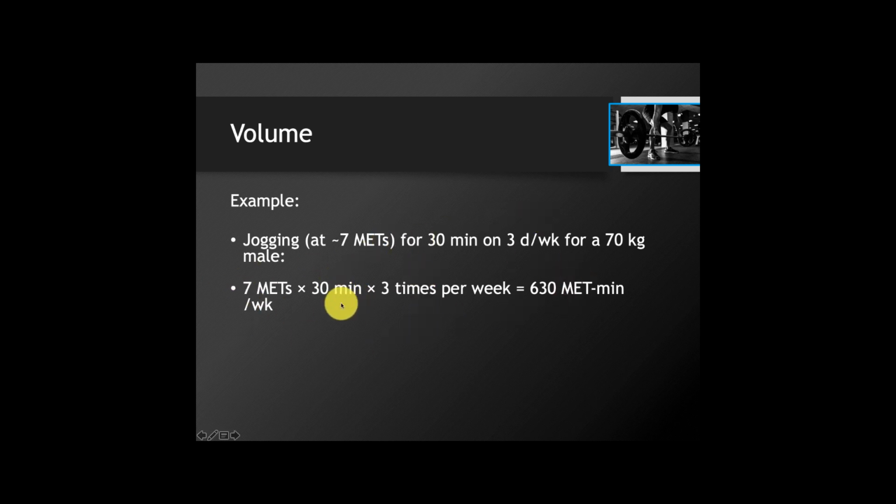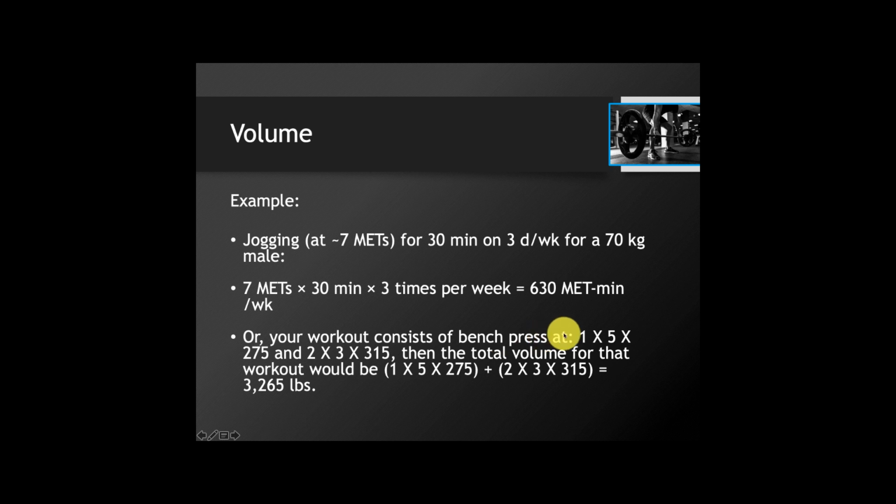We got there. Now, what does it look like if we're weightlifting and we want to do anaerobic work and we want to try to calculate a volume? Well, very similar. If we're doing bench press and we look at the reps, the sets, and the weight, we can calculate volume. So let's say we did 1 rep, 5 sets of 275 pounds. And then after that, we increased it. We did 2 reps, 3 sets of 315 pounds. So then we can get a total volume for that, and that would look like this: 1 rep times 5 sets times 275 plus 2 reps times 3 sets times 315. That equals a total volume of 3,265 pounds, right?